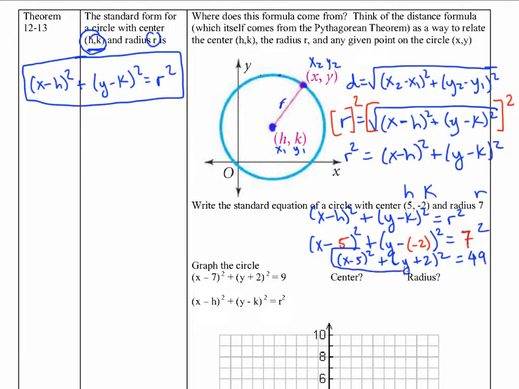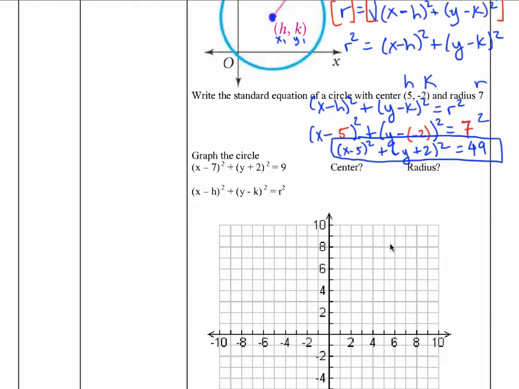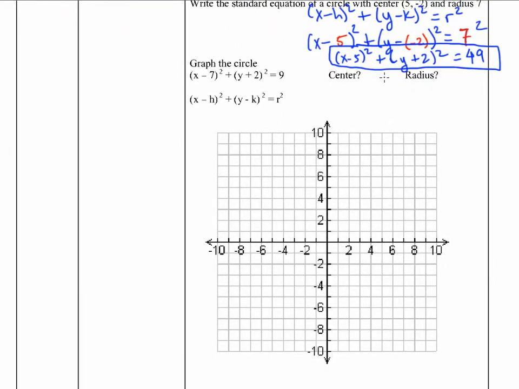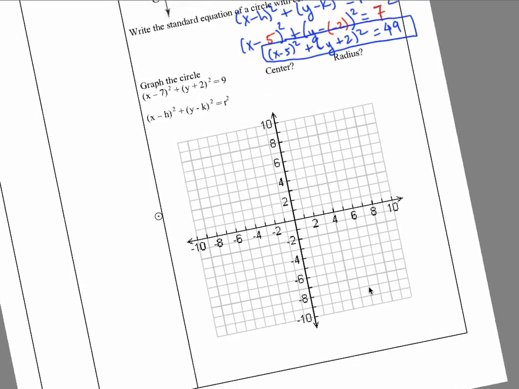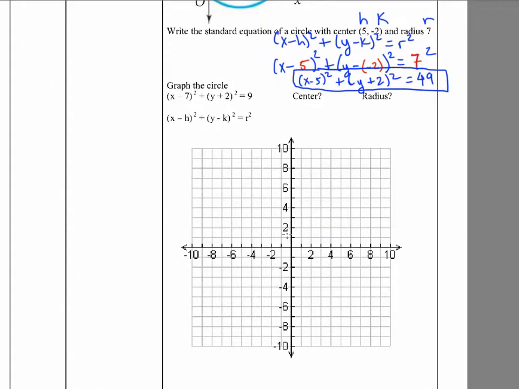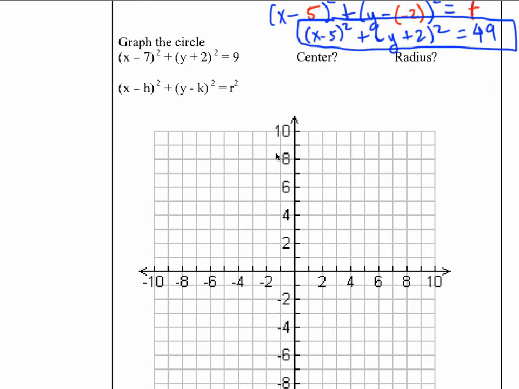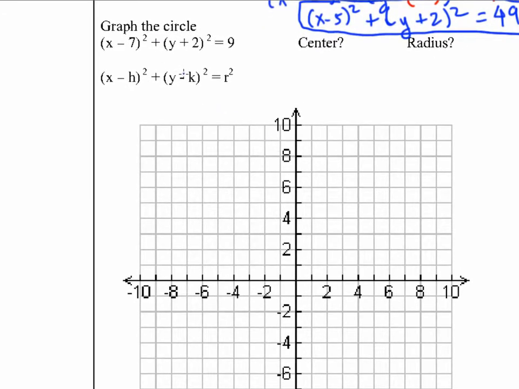All right, so that is the standard form of a circle. Now, for this last problem, let's go ahead and graph, let's do the other way. Given this kind of equation, let's graph. Let me get this righted first. Come on back. There we go. Let's go ahead and graph this guy here.